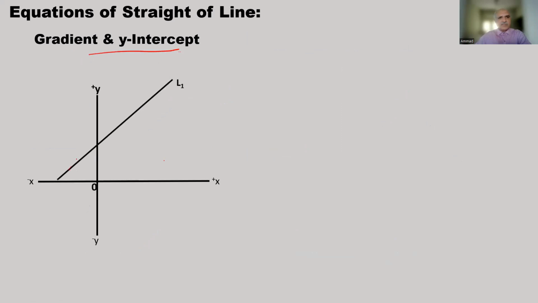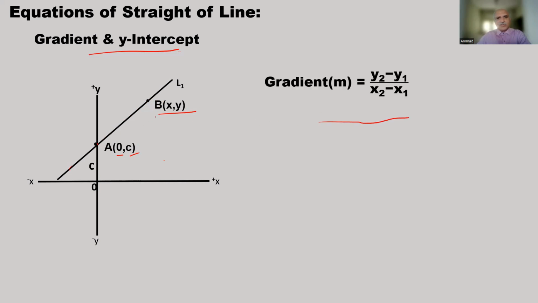Let's see, this is a line L1, and if this distance from this is C, we can define the coordinate of this point because this is on the y-axis, so x coordinate is 0 and y coordinate is C. If we take any other point, a general point on this line, then we can find the slope of this line by applying this formula. Put the values of this is y2, this is y1, this is x2, this is x1.